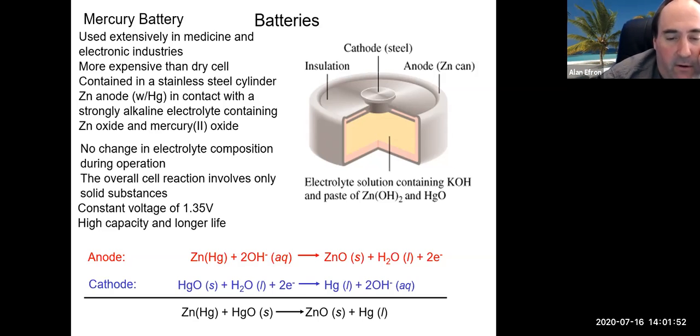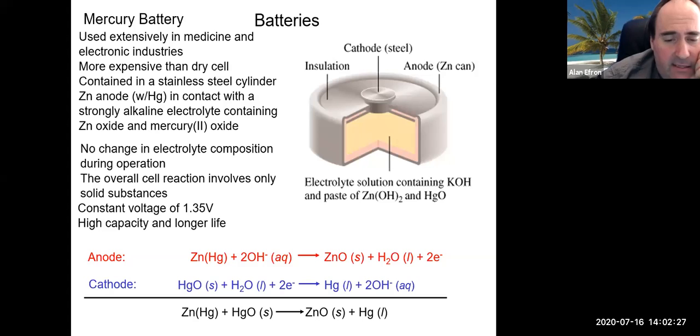And when you look at the overall reaction, it involves really only solid substances, which I just mentioned a second ago is a hallmark of batteries being very long-lasting. So with things that overall have those solid components, the idea is that solid components are less likely to drop out of the battery, as opposed to something in the aqueous phase, which has a greater tendency to ooze out, obviously not allowing it to work as well for a long period of time.